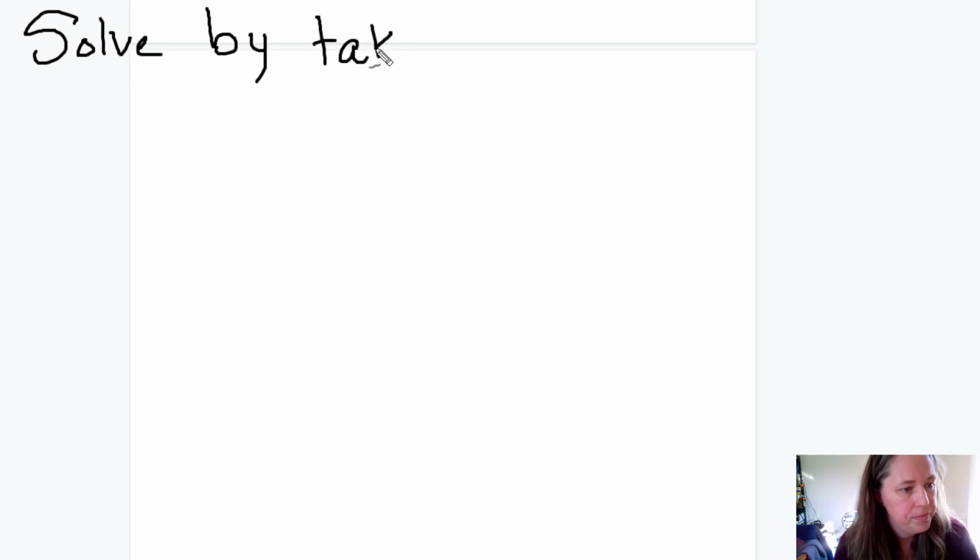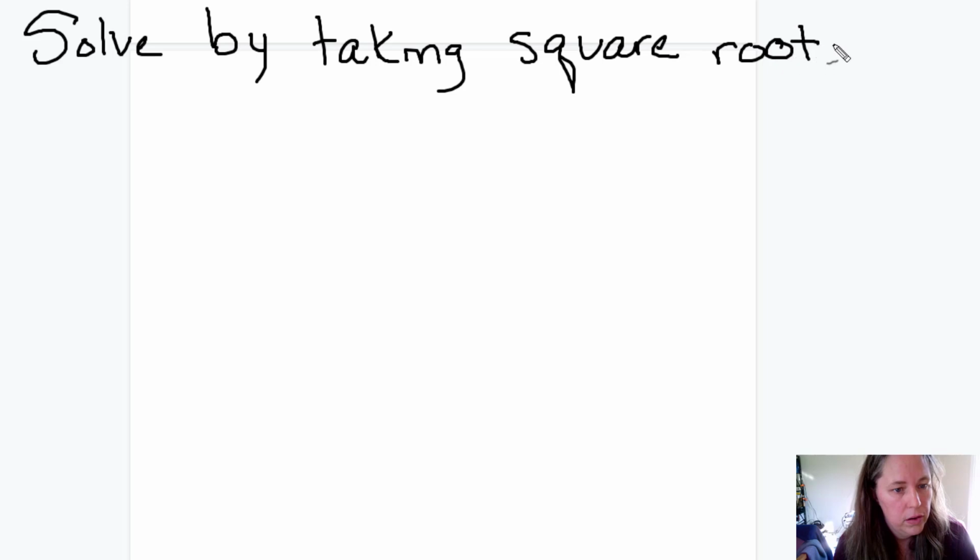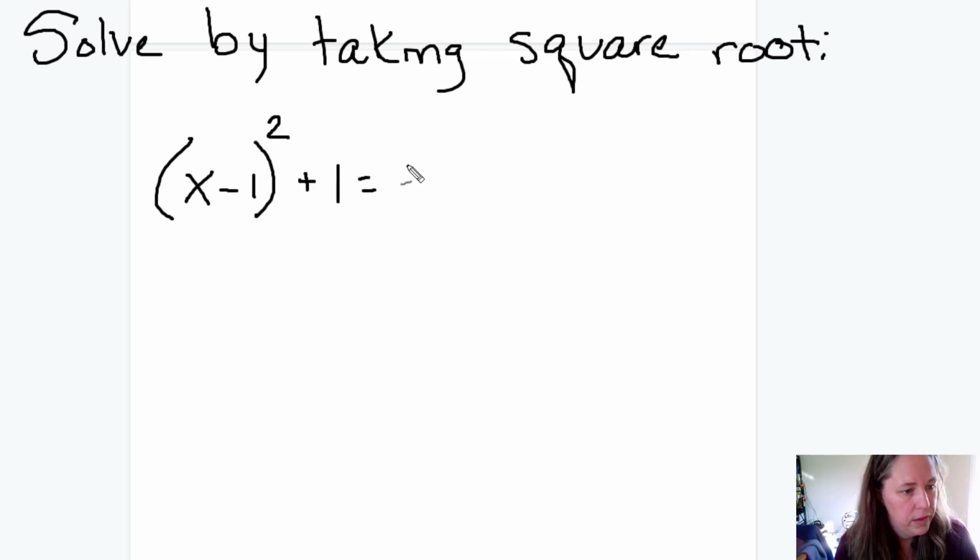Okay, let's do a little warm-up here. Do you remember? Solve by taking the square root. Let's do x minus 1 squared plus 1 equals 5. So go ahead and pause and do that and see how you do.